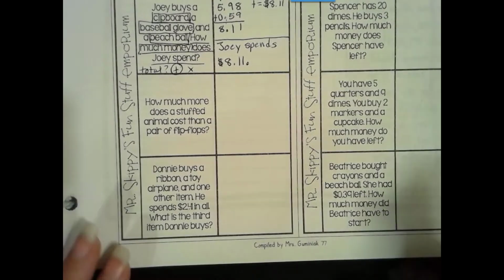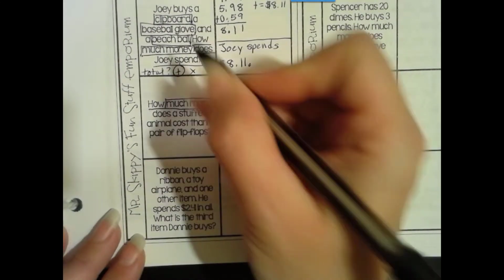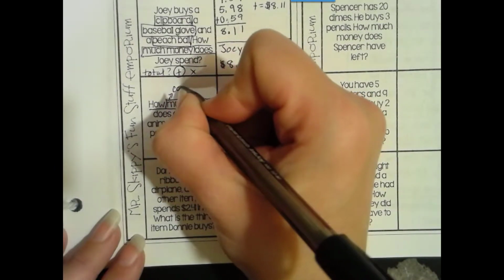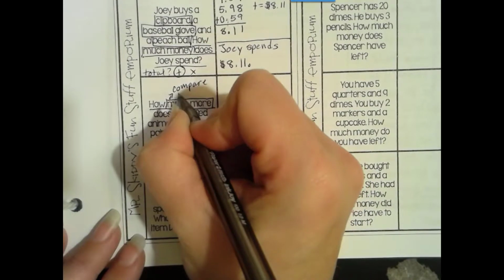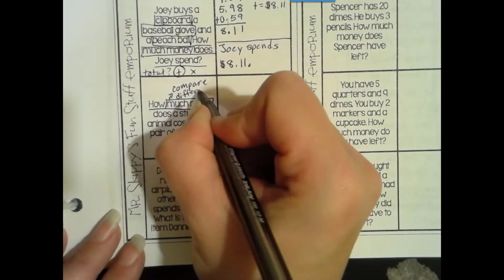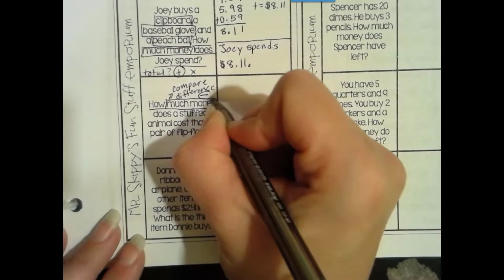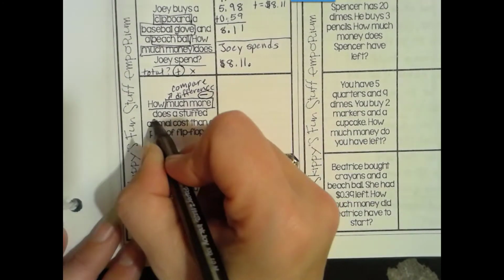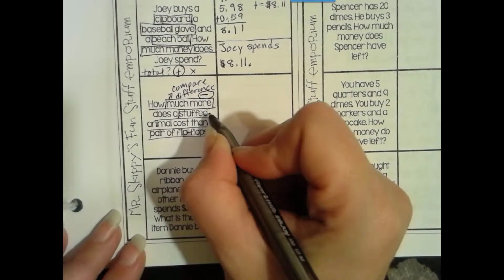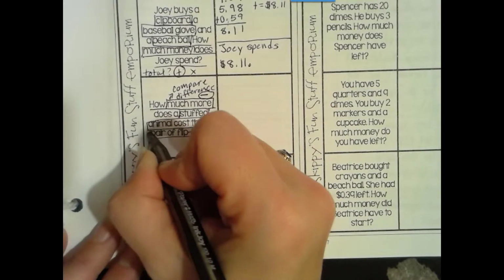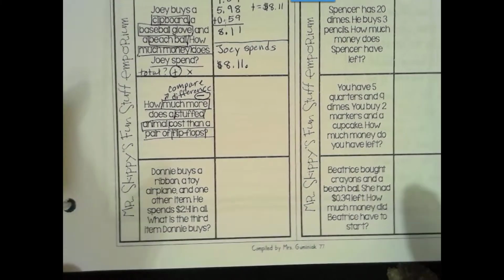All right. How much more? How much more, that is a comparison. When we compare two amounts, we're finding a difference. When we're comparing two amounts, we're finding a difference, so we're going to subtract. How much more does a stuffed animal cost than a pair of flip-flops? So we're comparing the stuffed animal to the flip-flops.